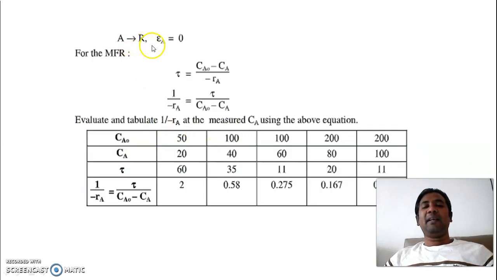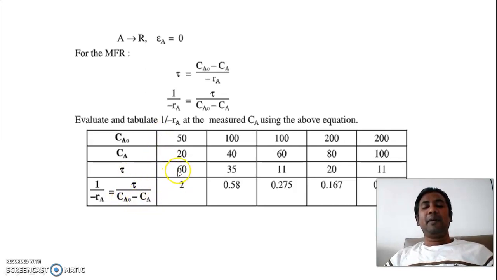Now A is giving R and you can see the fractional change in volume is 0. For a mixed flow reactor, what is the equation? Tau is equal to Ca0 minus Ca upon minus Ra, right? So 1 upon minus Ra is tau upon Ca0 minus Ca. This formula will be useful now to find 1 upon minus Ra.